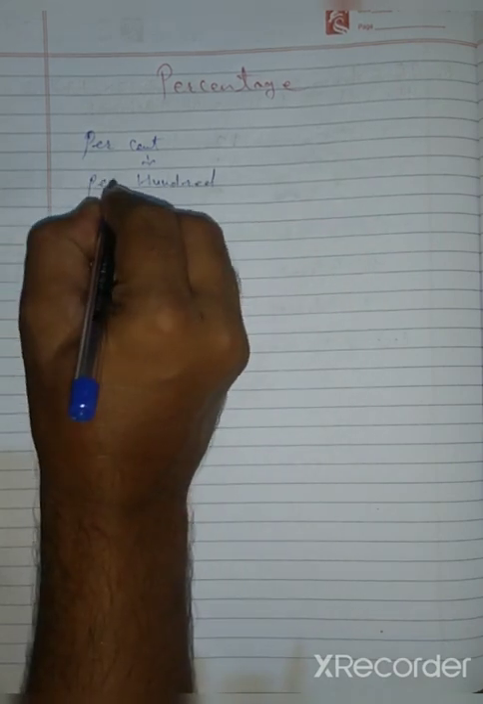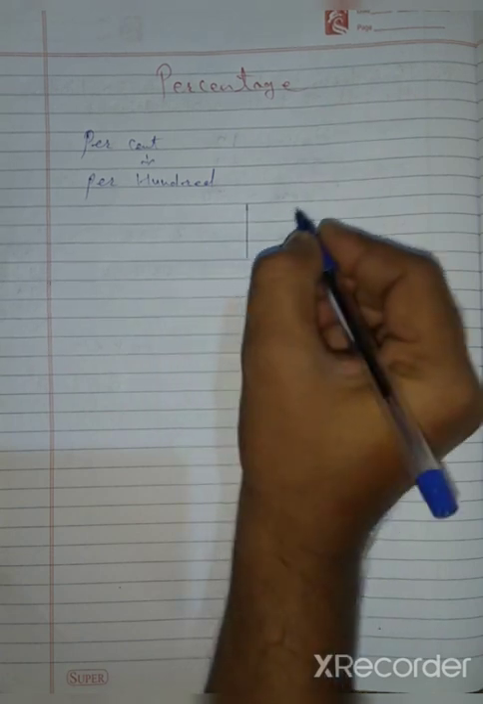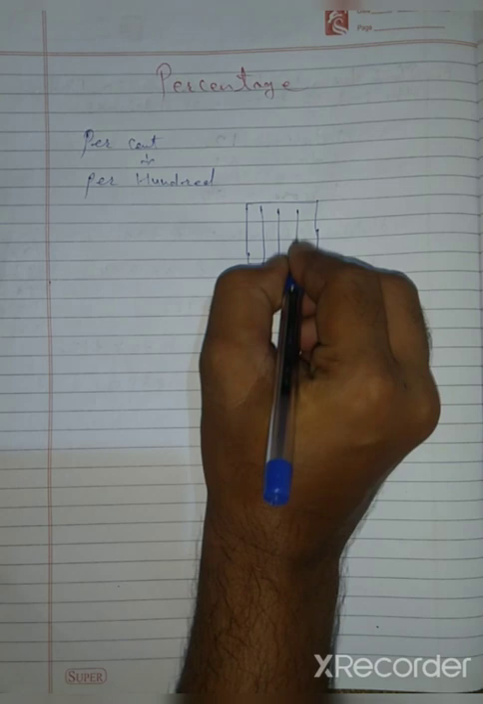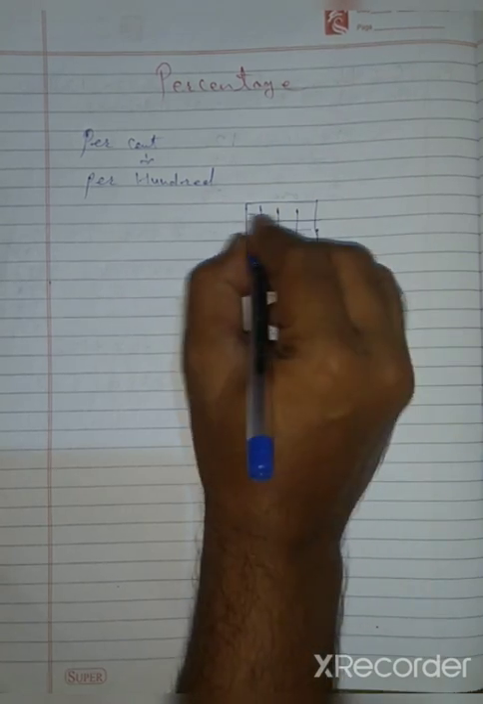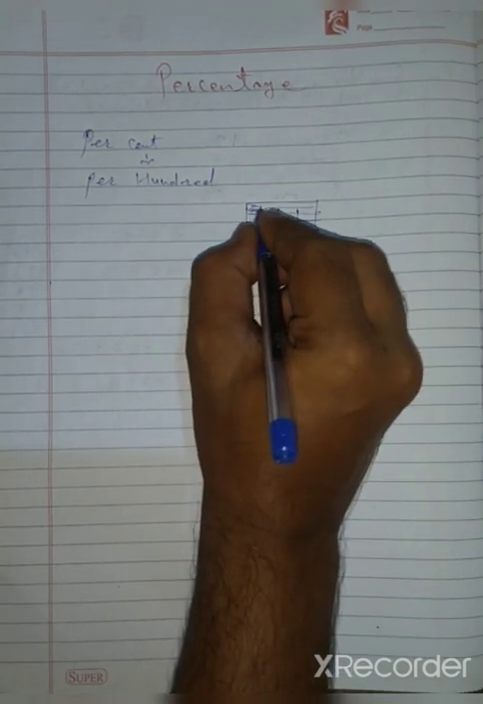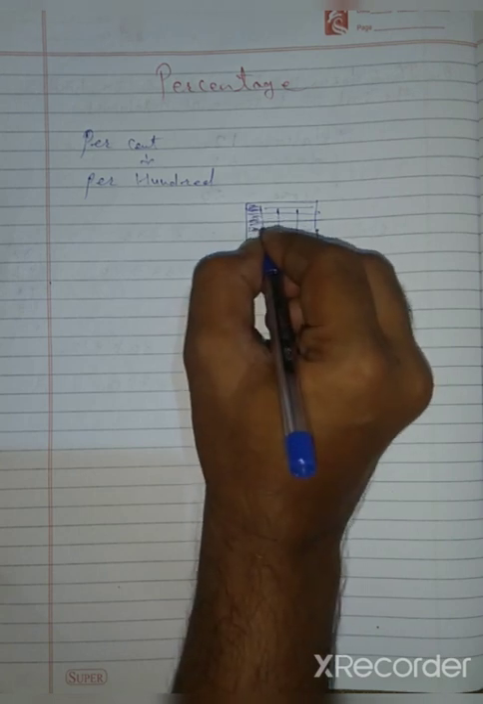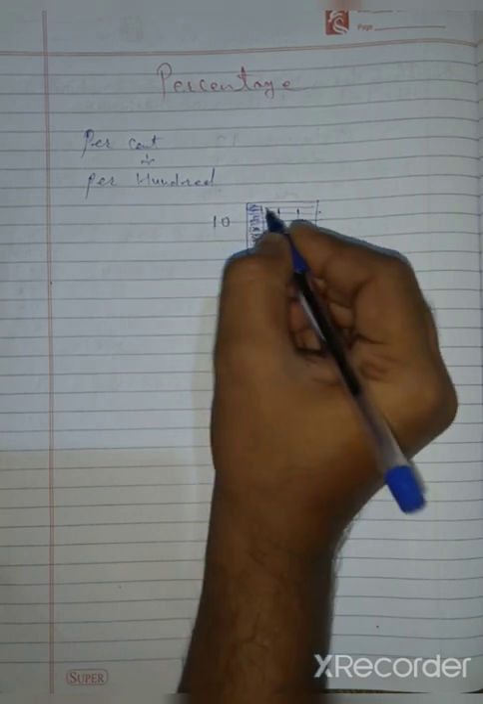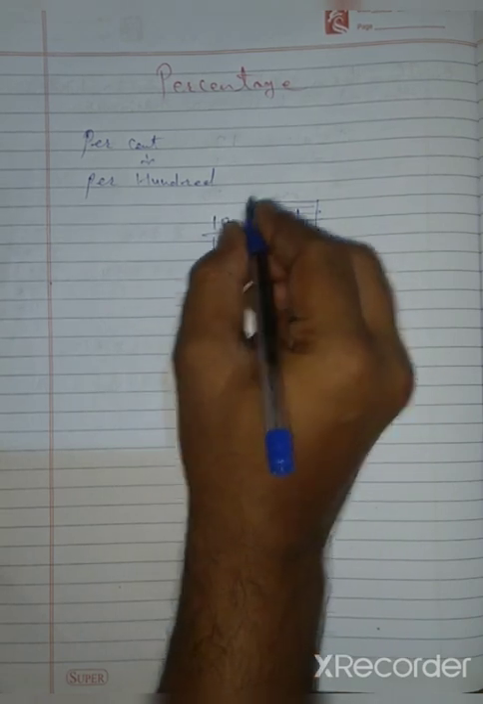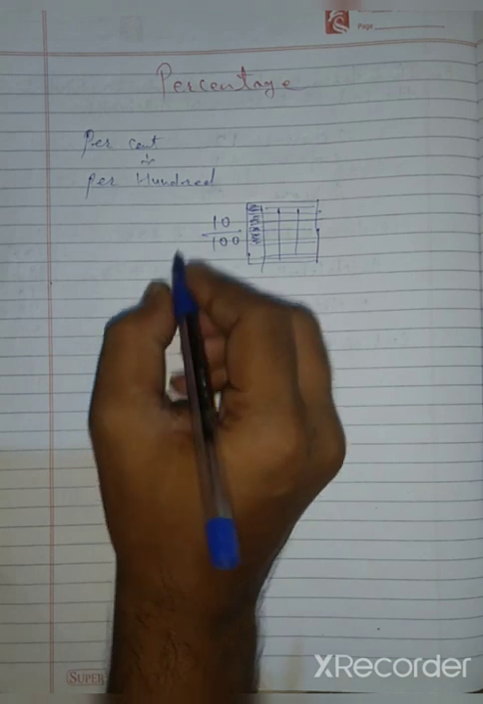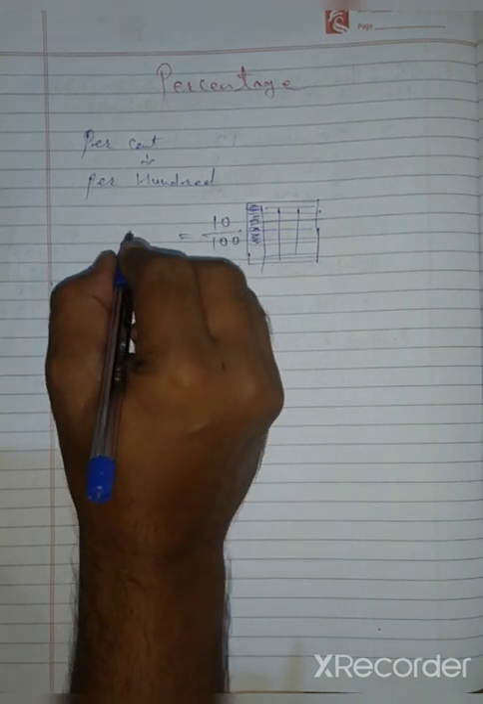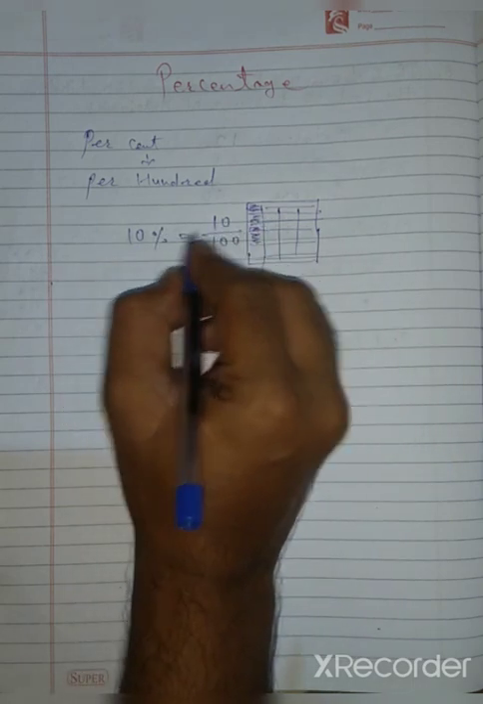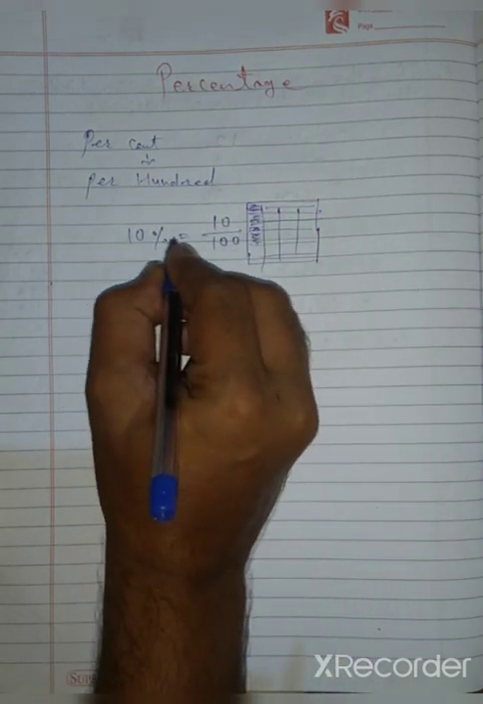We are talking about per 100. Suppose we have a square and we are dividing it into 100 equal parts, and we shade only 10 of them. So the shaded part is 10 upon 100, and this 10 upon 100 is called 10%, that is, 10 per 100.